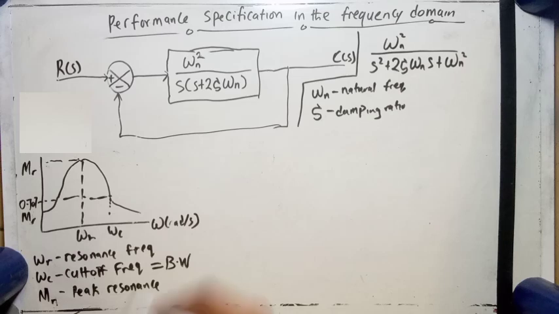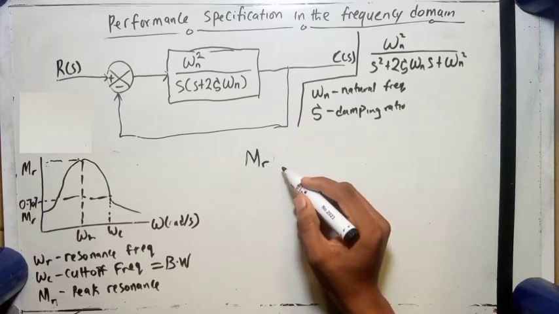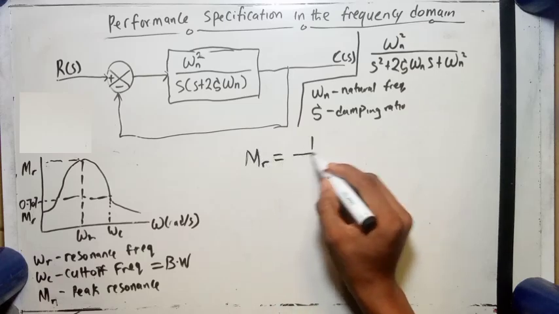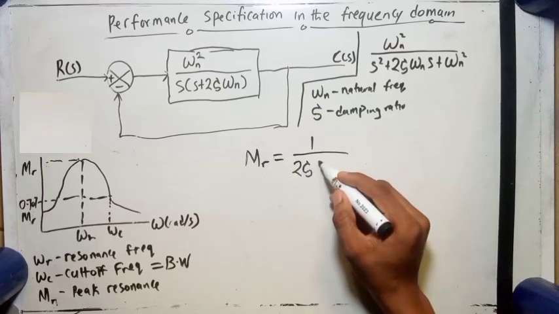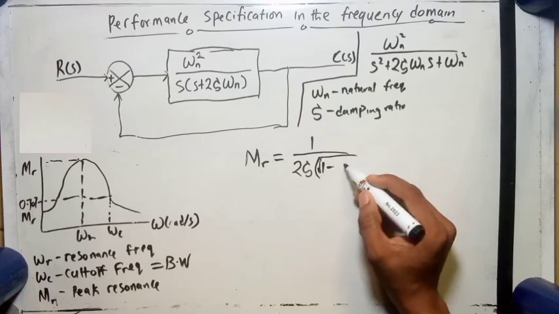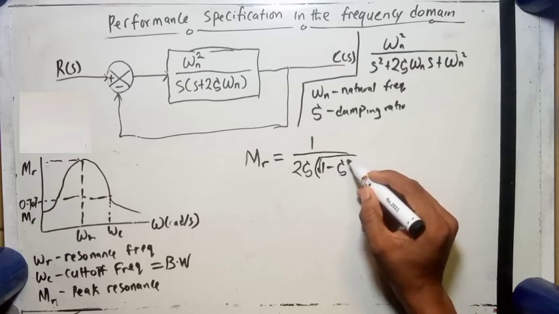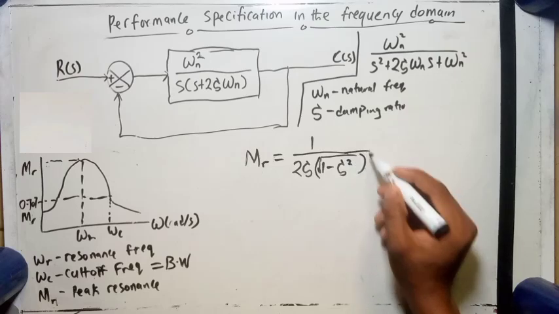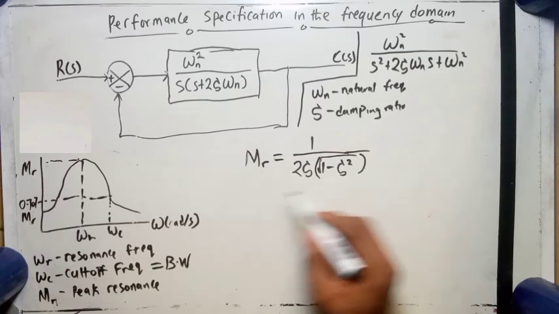Okay. Now our peak resonance, which is our Mr, is given to us as 1 over 2 zeta times the square root of 1 minus zeta square. Now these terminologies I'm bringing up are for the frequency domain. Okay, now this is for our Mr.